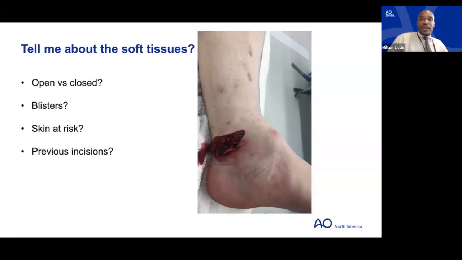So really thinking about it, being thoughtful, looking for all of these things, and then understanding if a patient has previous incisions, how those incisions may affect you, what hardware may previously have been placed, and how that hardware has impacted or will impact your decision making in the future.